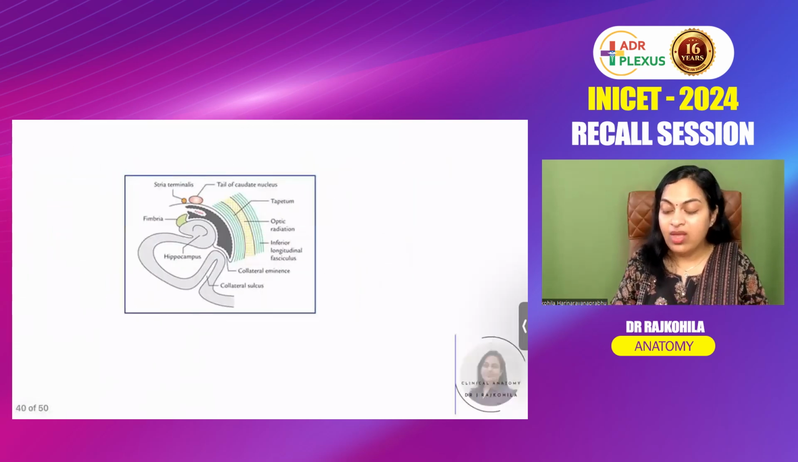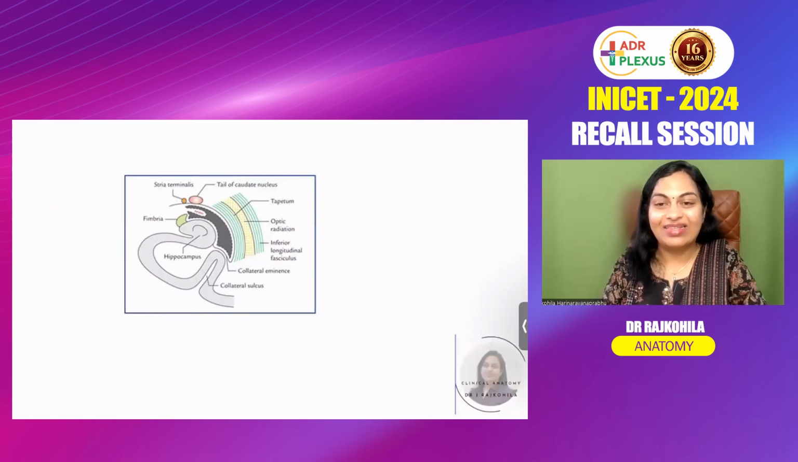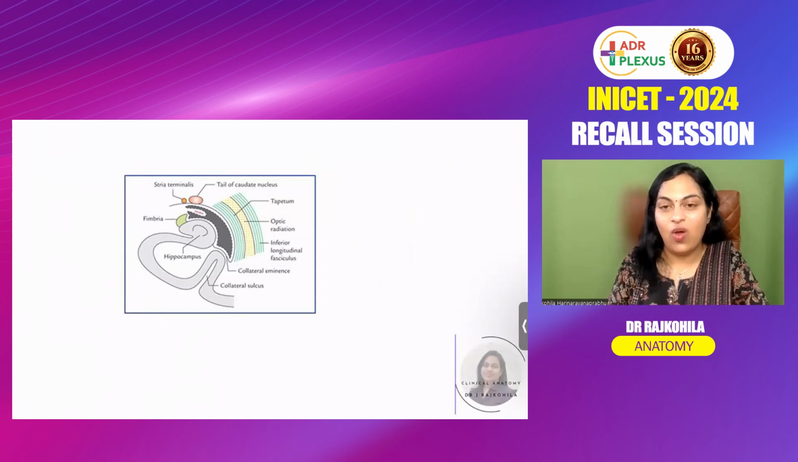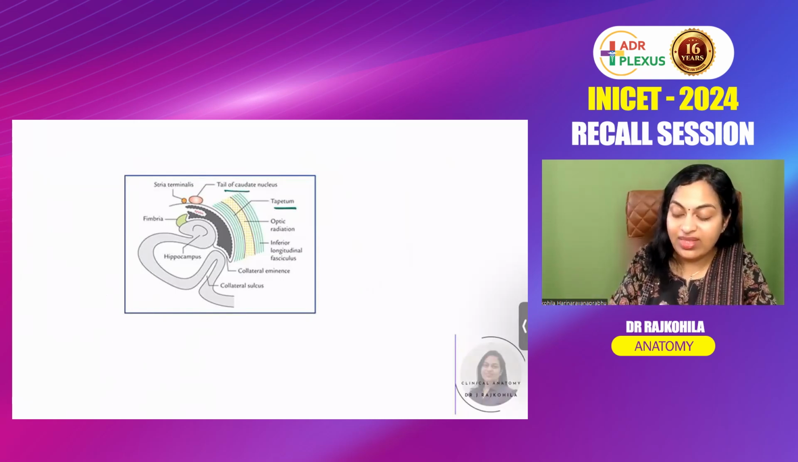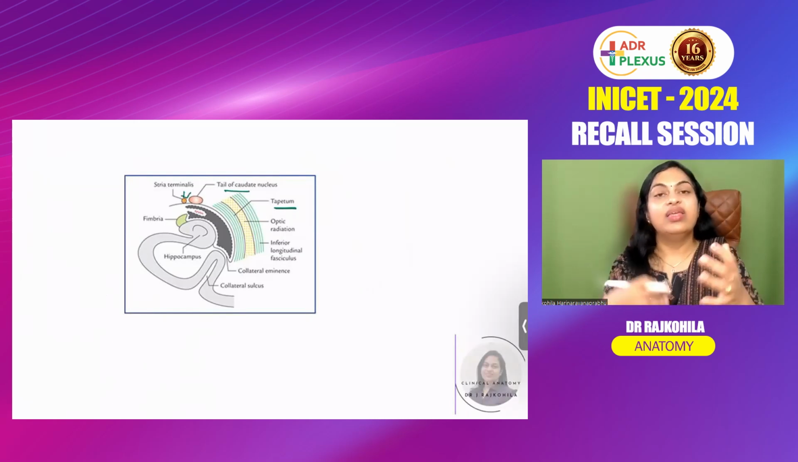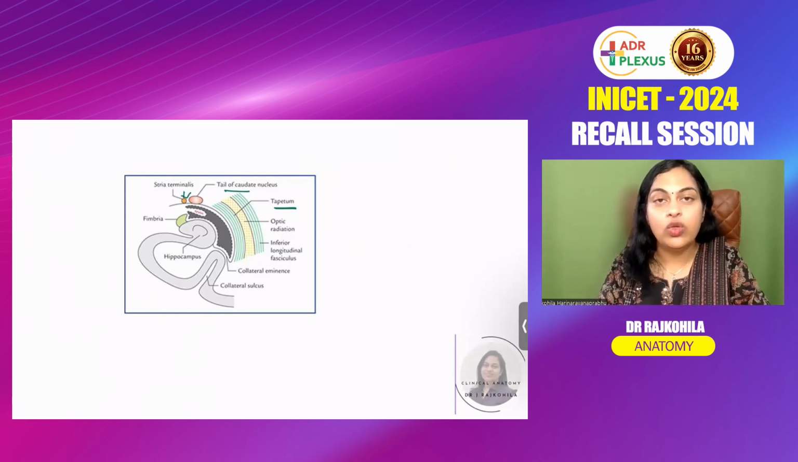So what are the other things that lie in the roof and the floor of the inferior horn? In the roof, we'll get to see the tapetum fibers laterally. Medially, the tail of the caudate nucleus in contact with the amygdala. The efferent fibers of the amygdala going towards the hypothalamus are called the stria terminalis.